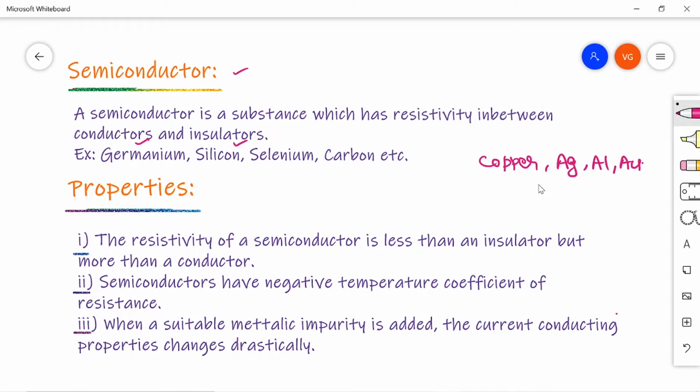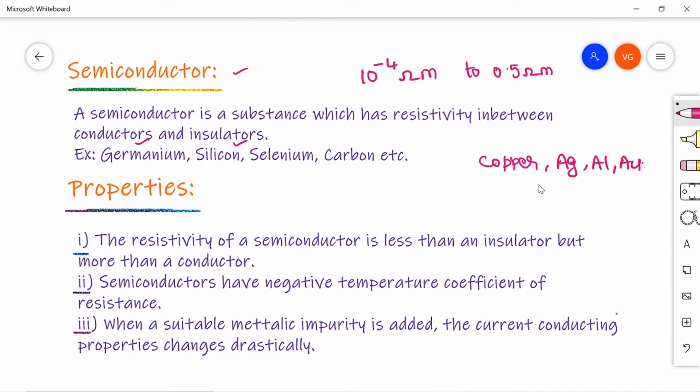The resistivity of such materials is given by 10 power minus 4 ohm meter to 0.5 ohm meter. Examples of semiconductors are germanium, silicon, selenium and carbon. Let us see the properties. The resistivity of a semiconductor is less than an insulator but more than a conductor. That is what I have discussed in the definition itself.